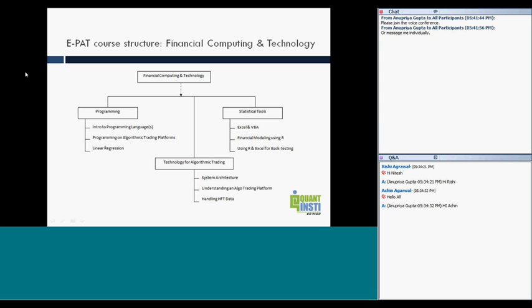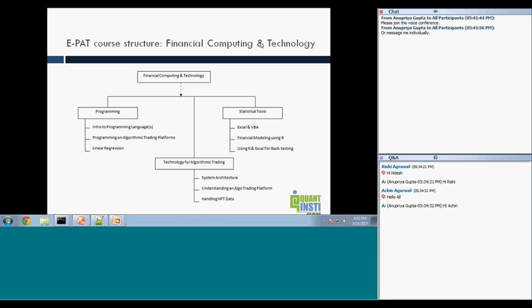Then there is the technology for algorithmic trading. In the technology, we primarily cover the hardware and the network infrastructure, as in the system architecture. We'll also take a sneak peek at what kind of system architecture is applicable for algorithmic trading. We'll go through that briefly right now as well.